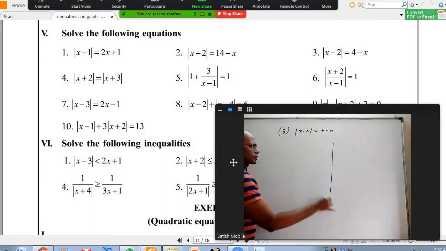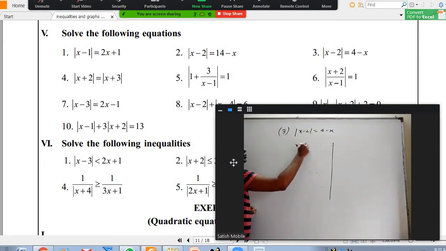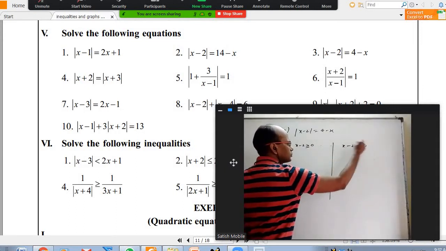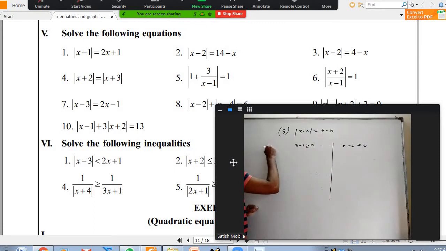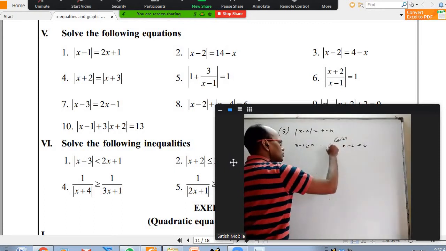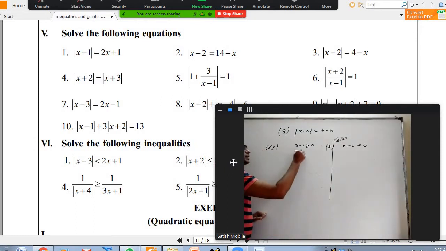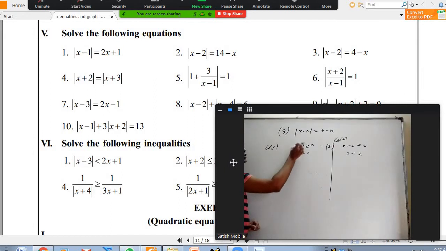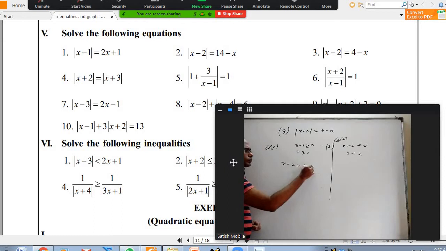So I have to take two cases: x minus 2 greater than or equal to 0, and x minus 2 less than 0. This is case 1 and this is case 2. Here x is greater than or equal to 2, here x is less than 2. Because x minus 2 is positive, mod x minus 2 I can directly write as x minus 2. Then I'll get 2x is equal to 6, x is equal to 3. And x equal to 3 belongs to this, so it's fine.